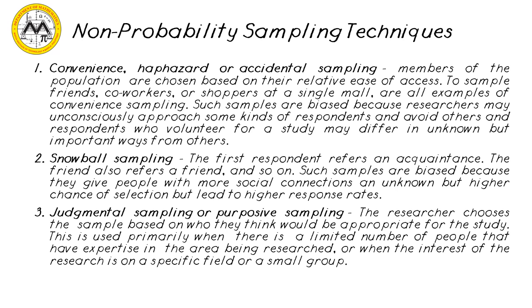So if you want to get responses regarding online education, you ask the Mapua administration, the Mapua students, and the Mapua teachers or the faculty members of Mapua University. So the researcher chooses the sample based on who they think would be appropriate for the study. This is used primarily when there is a limited number of people that have expertise in the area and when the interest of the research is on a specific field or a small group.